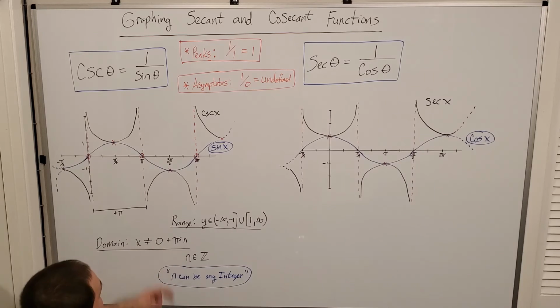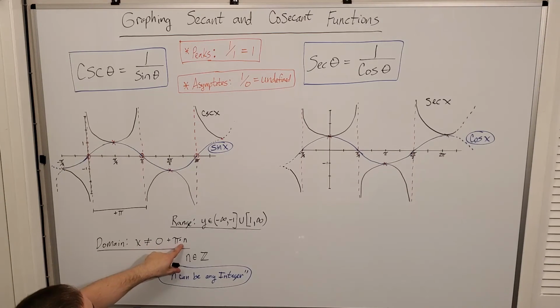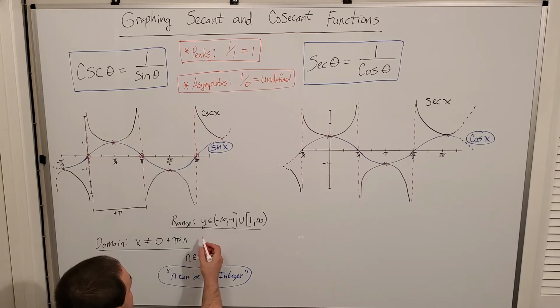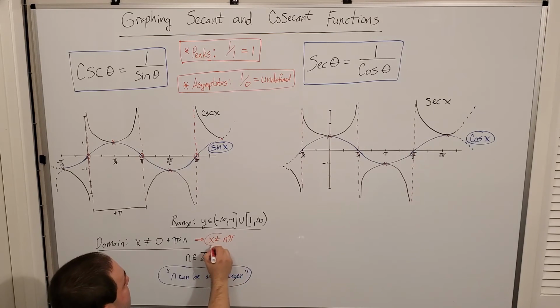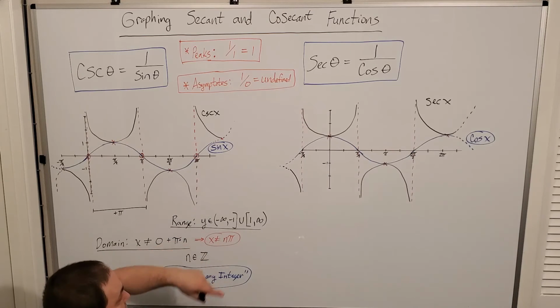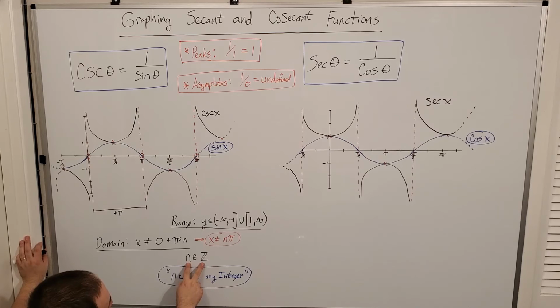And of course you could simplify this if you wanted to. X can't be n pi, if you want to put it that way. In this case, it simplifies to that just because anything plus 0. Okay, we'll do the next one. You'll see they don't always simplify. But you have to keep this true, that n is an element of the integers.